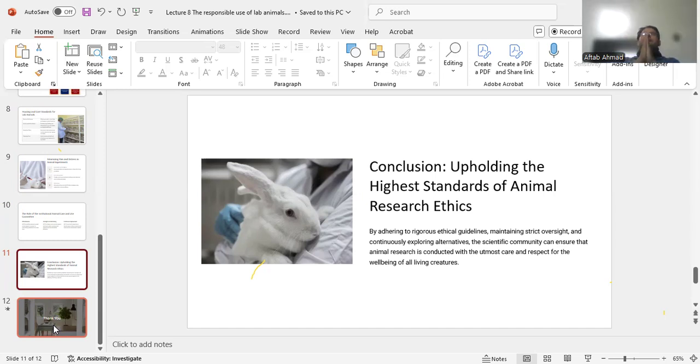Starting with the animals, if we have an animal house, there are proper guidelines for those animal houses about the temperature, the humidity, the diet, the quality of the water, everything, and the presence of a veterinarian there. Then whatever protocol you have devised, there is a committee that reviews those protocols and also monitors your research work, to make sure it is done with utmost care and without wasting those animals.